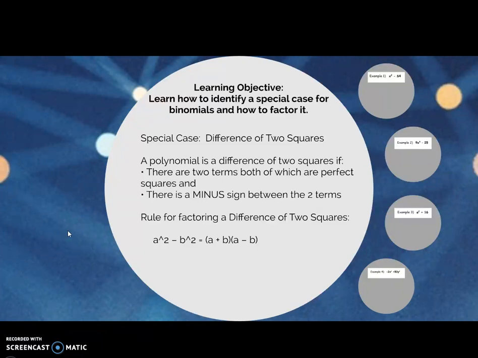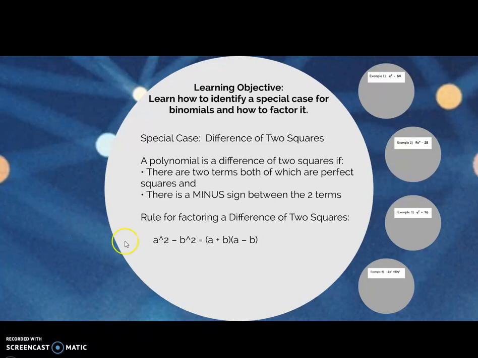When you take the square root of a perfect square, the same number times itself will give you that value. So the square root of 25 is 5 times 5. The square root of 36 is 6 times 6. There's a minus sign also between the two terms. That's the second case that needs to happen. So if there's a plus sign in between, it's not a difference of two squares.